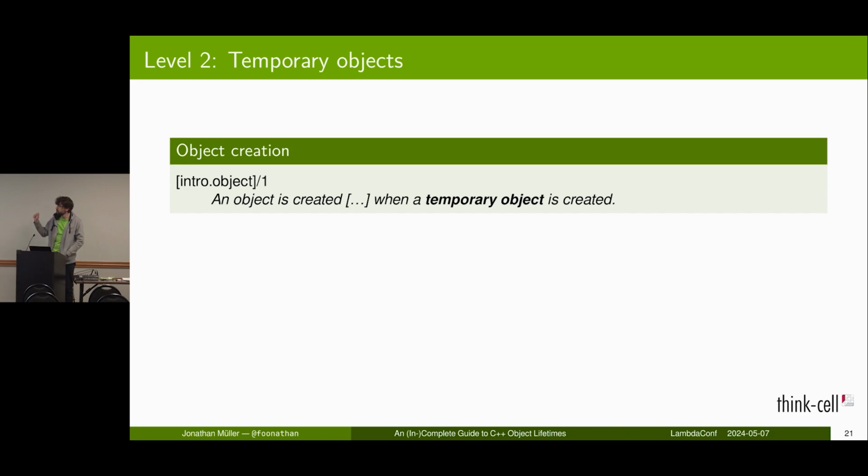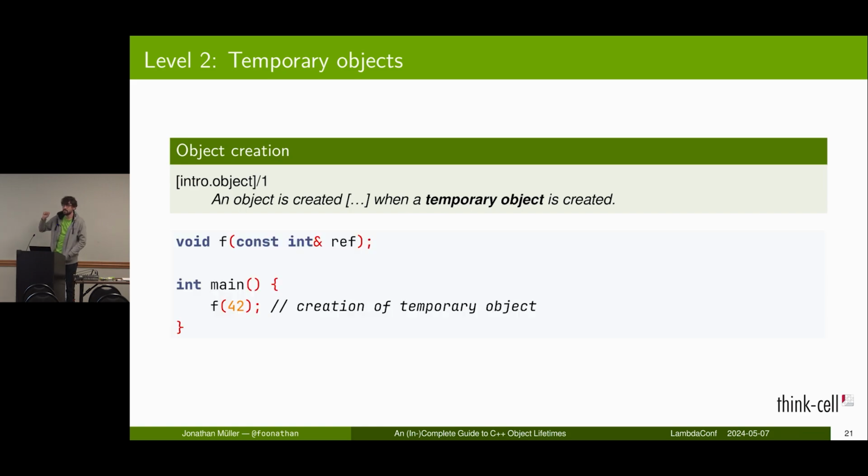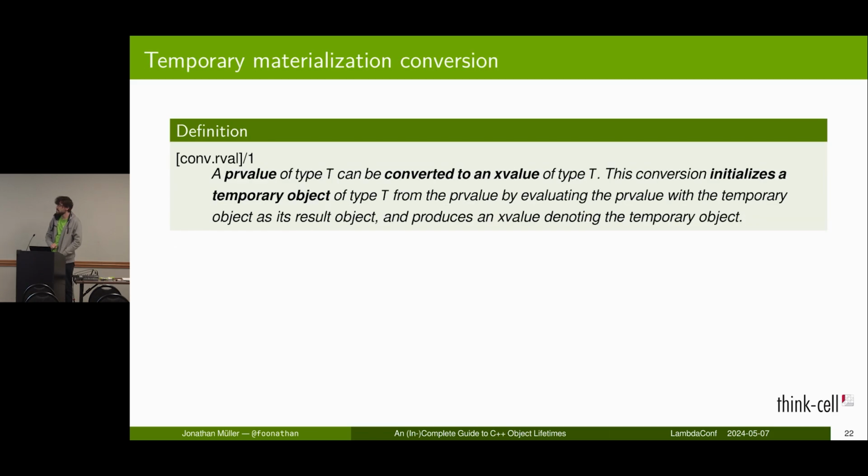So an object can also be created when a temporary object is created, which is a tautology. So here, we're having a function that takes a constant reference, and we're invoking it with the number 42. Now, the number 42 isn't an object, and references are aliases for objects. So in order to make this code work, the compiler needs to create a temporary object for the reference to alias. The technical term for that is temporary materialization conversion, which is a great phrase for Hangman.